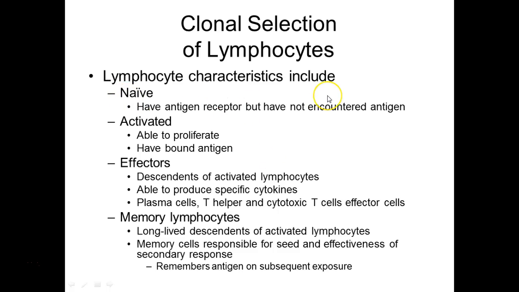When they're activated, you're going to get memory cells produced. So we go from naive, right, haven't seen antigen, but they do have their receptors, to being activated once they interact with the antigen, which is going to cause them to proliferate, right? That's clonal expansion. You've got copies of that same cell. So you have, instead of just one soldier, you've got many soldiers that are all the same and have the same ability.